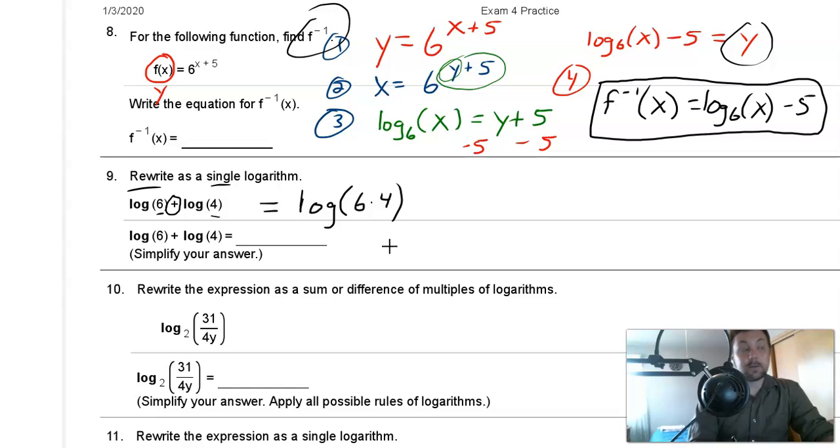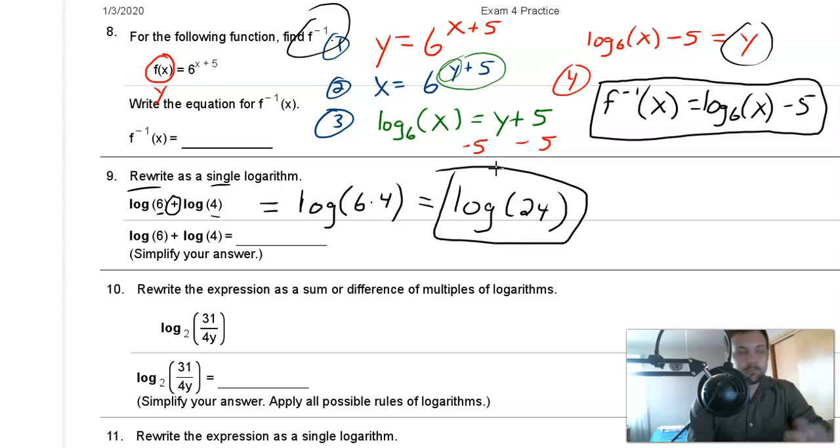And that's just how logarithms work. So if you're adding two logarithms together, you can add them into a single logarithm, but you multiply what's in those individual logarithms together when they're in the single logarithm. So this will be 6 times 4, which is going to be, of course, 24. And so that would be the answer here.